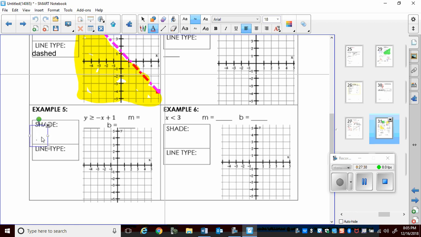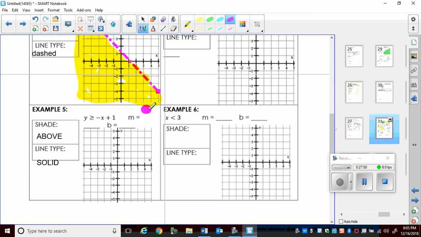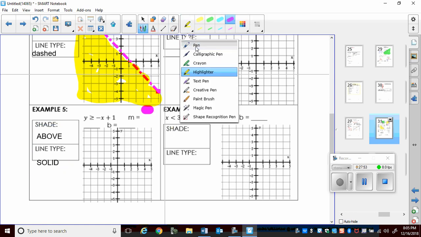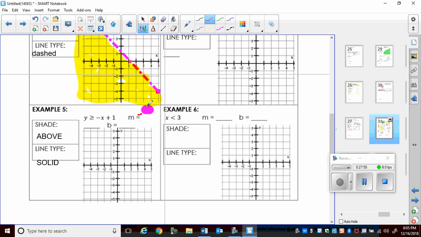First you shade. It's y greater than, so you shade above, and the line type is a solid line at this point. My slope is the same as the last one, so it's -1. I want to create a fraction here, so I divide by 1, and my y-intercept is 1. So I start at 1, go down 1, right 1, make a point, down 1, right 1, make a point, down 1, right 1, make a point, down 1, right 1, make a point.